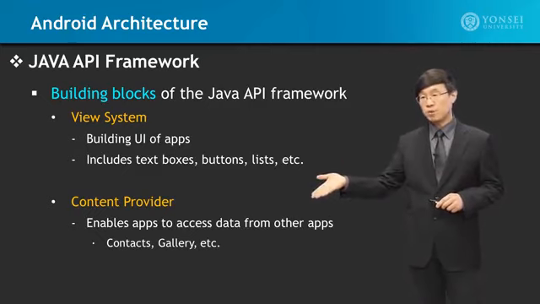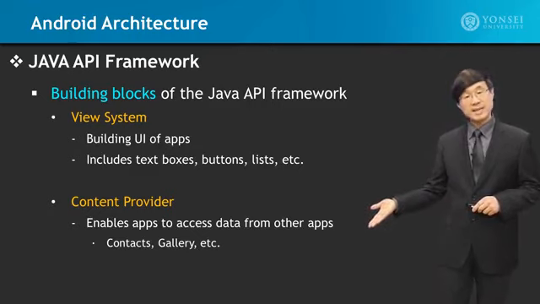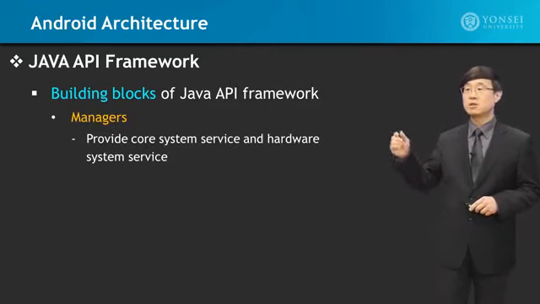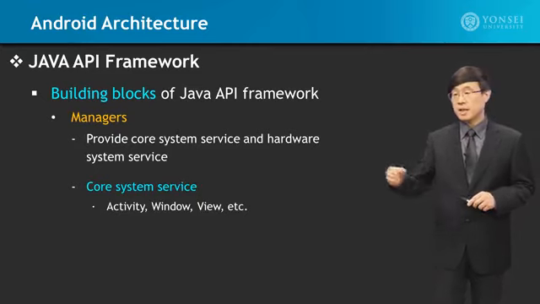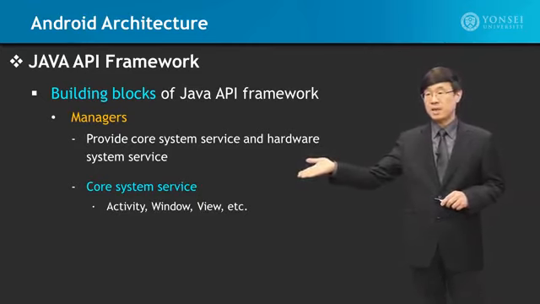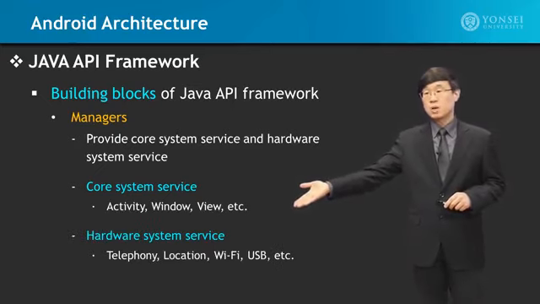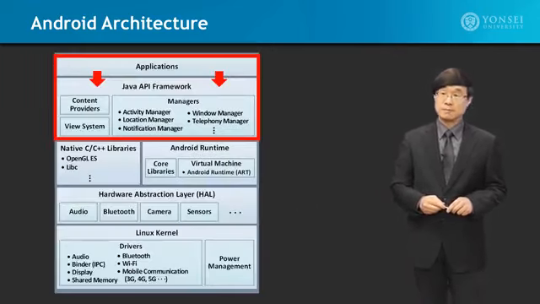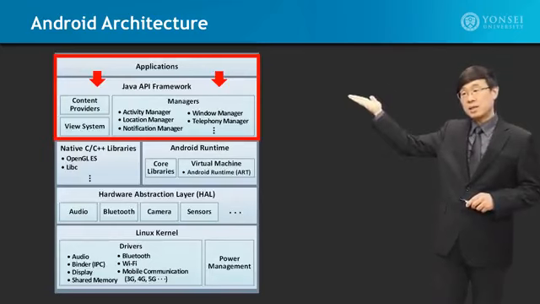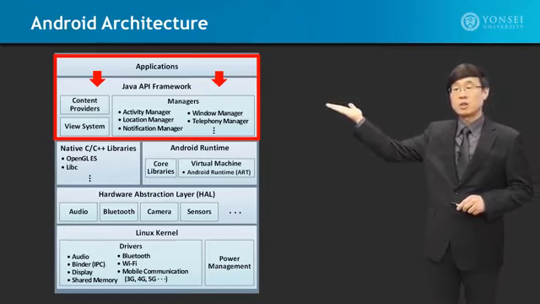Then there's content provider. This enables apps to access data from other apps, such as contacts and gallery. In addition, there's the managers, which provide core system service and hardware system service. The core system service is what activates and controls the activity, the window, the view, and other things. And the hardware system service is what controls telephony, location, Wi-Fi, USB, and other features as well. The applications directly send their process needs and use the Java API framework to get their support.